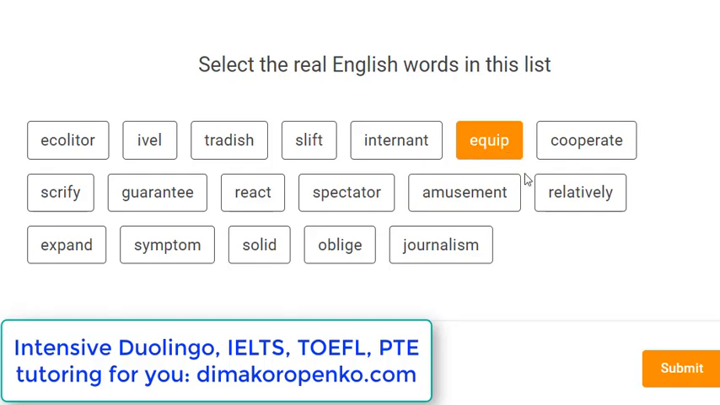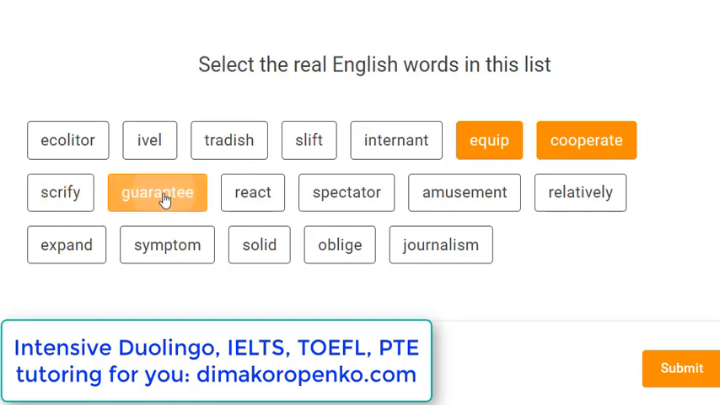Equip, something like that. Cooperate, yeah, to collaborate, to work together, cooperate. This is a simple word to remember because it's like international. Scriffy, no. Guarantee, yeah. To guarantee, to promise that something will happen and really be sure that it happens.